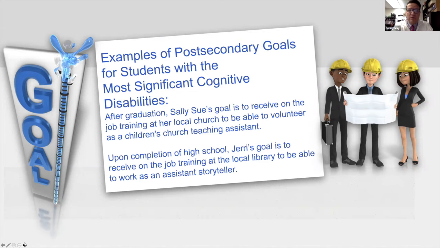Upon completion of high school, Jerry's goal is to receive on-the-job training at the local library to be able to work as an assistant storyteller. So there's many, many things that you can do with the student that is in that low incidence category if we just put our minds to thinking about it.